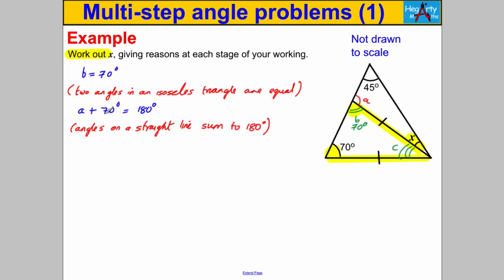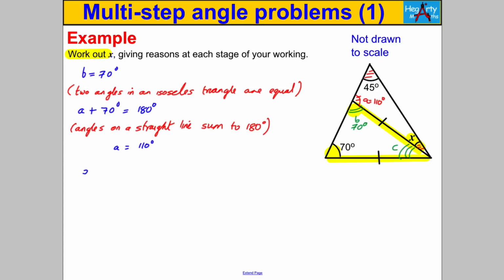So therefore, taking 70 off both sides, A must be equal to 110 degrees, which is fantastic. So I've got A is 110 degrees as well. And I've got myself a triangle here with one angle 45, one angle 110. So I should be able to work out this angle X.